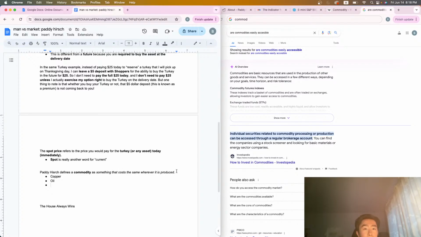Basic resources, I guess. Another way of thinking about it is something that is easily accessible, widely available, and less differentiated in terms of unique features. Easily accessible. Okay. LLMs, right?